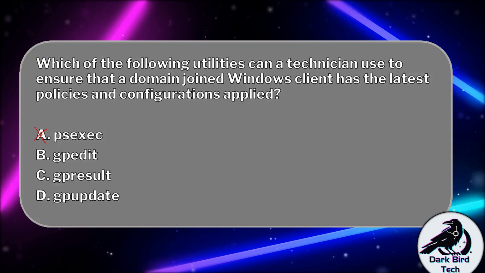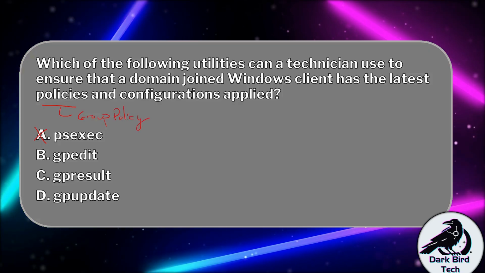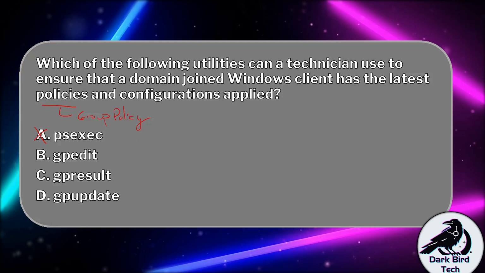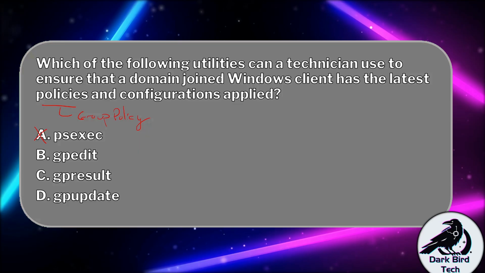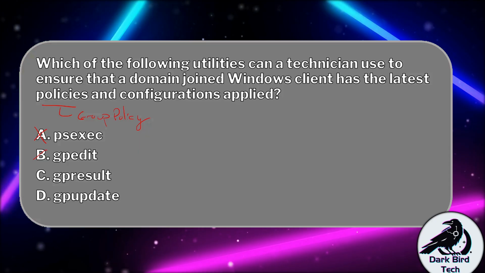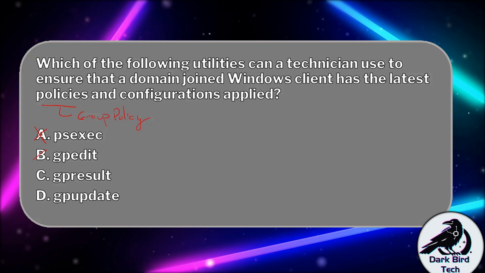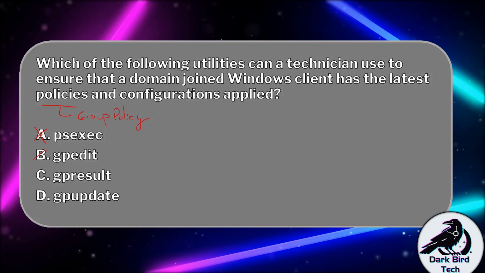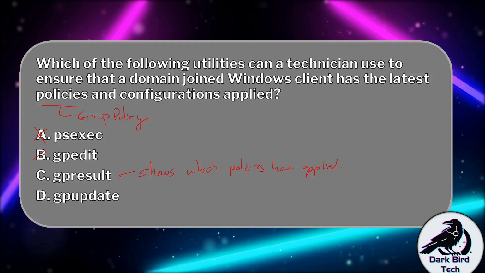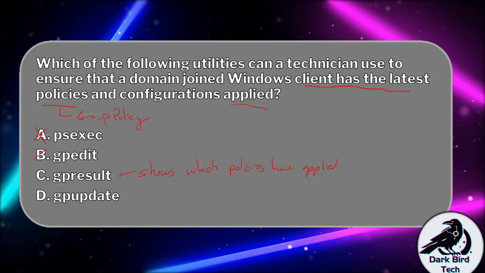So, the policies they're talking about are probably group policy, based on the options presented. GPEdit is the tool you'll use to edit, create, and modify group policy and local policy templates. So, that's not going to be the right one. And the reason why is because this is something the technician needs to use to check that a policy has been applied to the computer. GPResult is a pretty good option because it shows you which policies have applied. But here's the catch. The question isn't just asking us to see which ones have applied, but also to ensure the client has the latest as well.